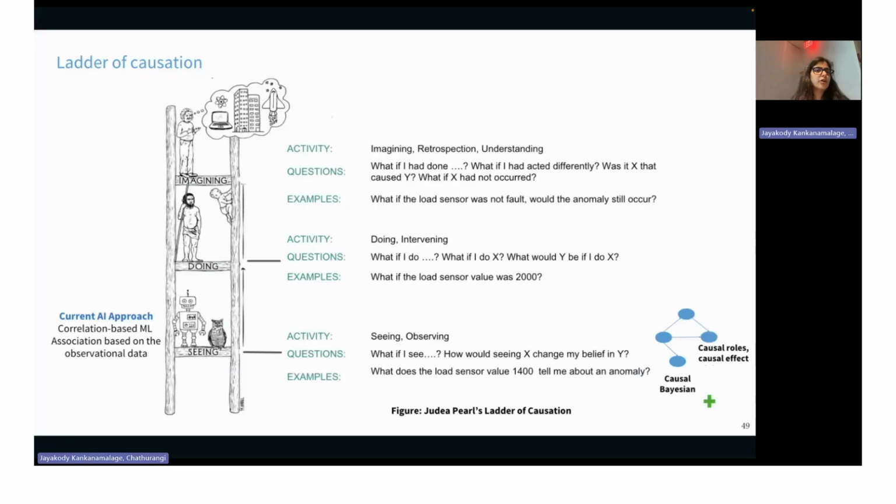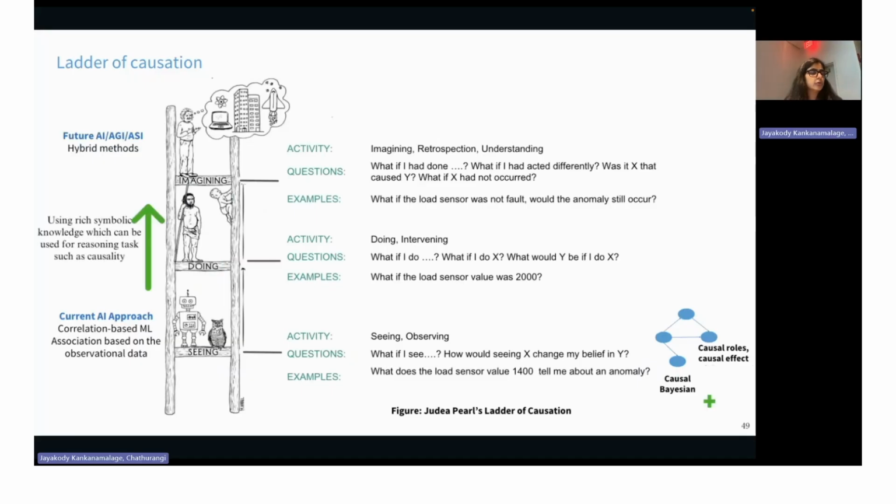The topmost rung of the ladder of causation, which is the most interesting one, is counterfactuals, where you are imagining or retrospecting what would have happened if something had gone wrong, or what if the load sensor was not faulty, would the anomaly still have occurred. And if we want to go to future AI or AGI level models, we need hybrid methods.